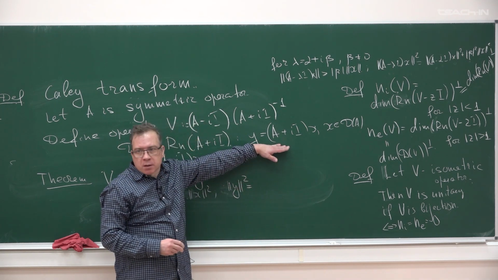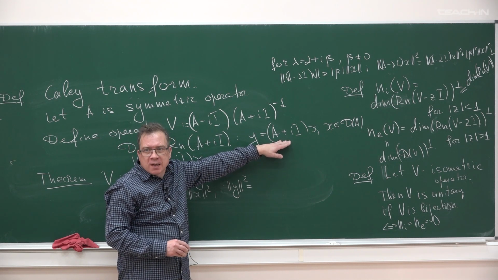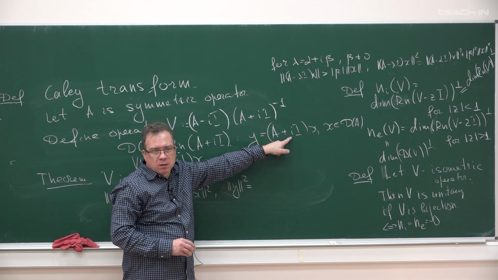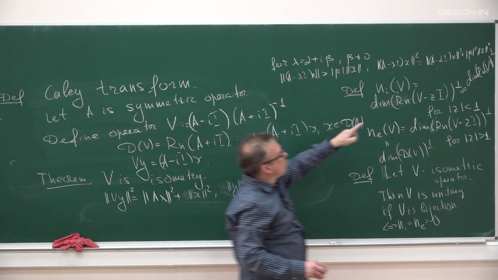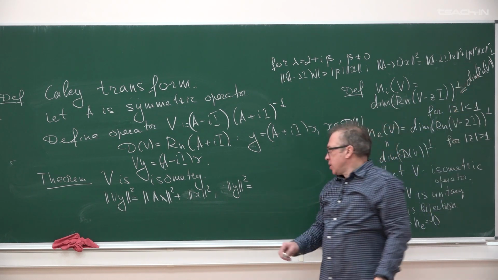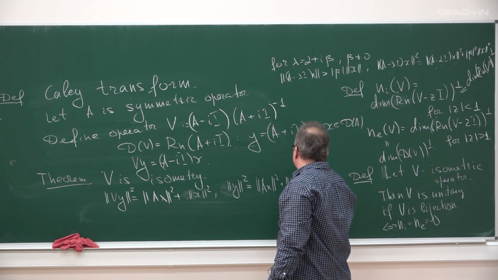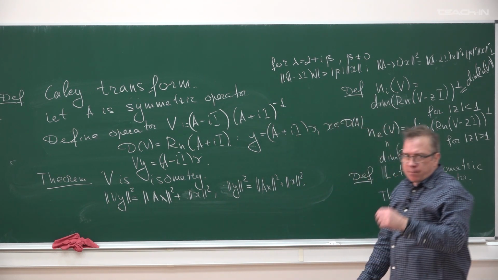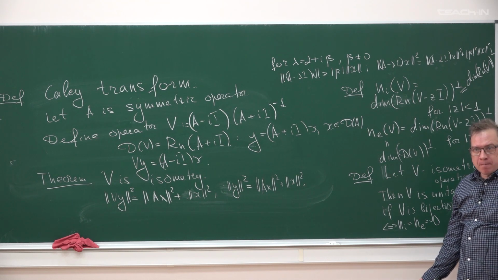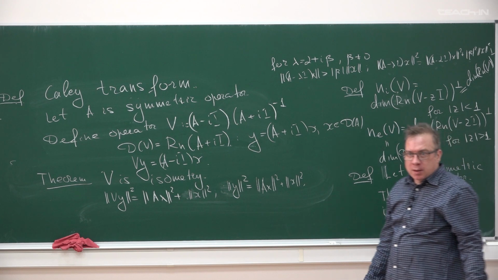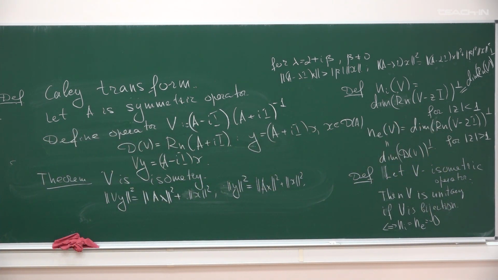And now calculate this. The difference is only in the sign of the imaginary unit: plus i here, minus i there. And it doesn't matter. So you see that it is equal to the same number. Okay, so it is an isometry, because the norms are the same.